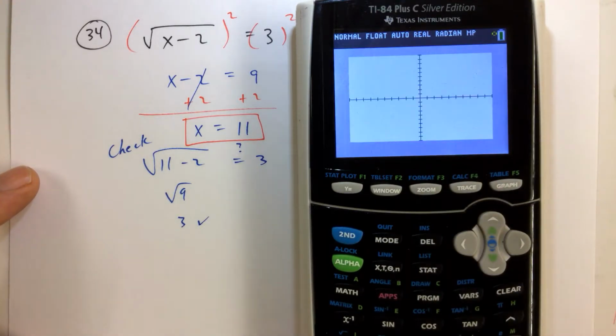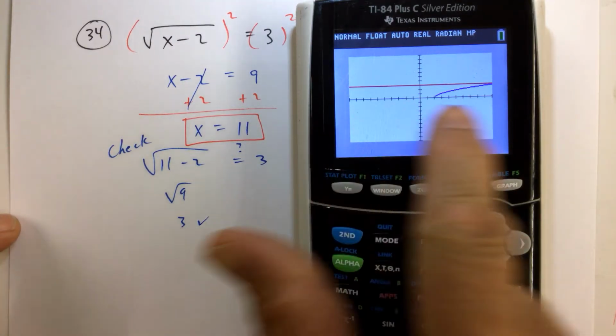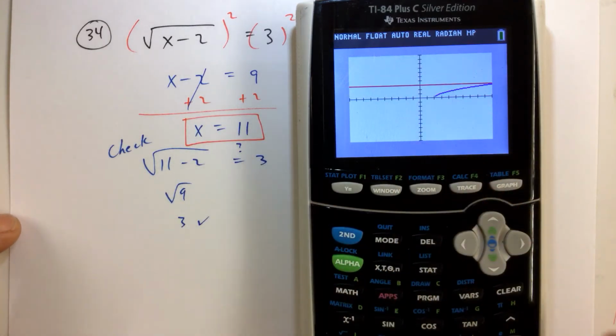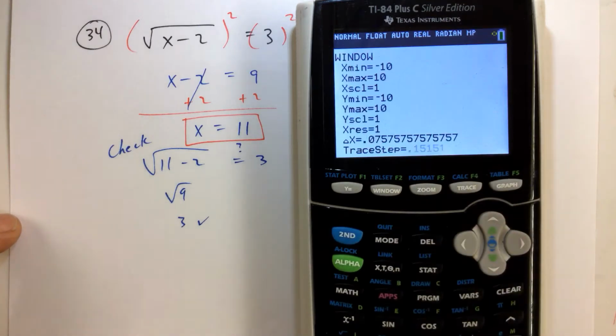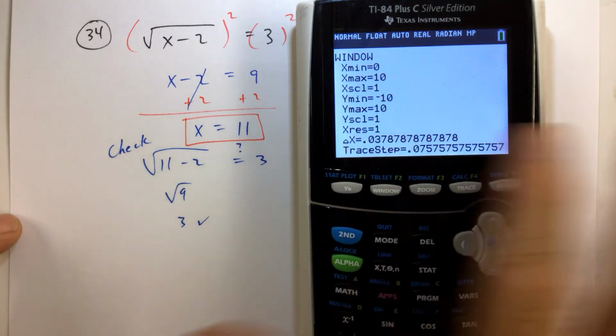And just like always, we want to do zoom 6 for the standard viewing window. Sometimes the standard viewing window shows us the solution, sometimes it doesn't. Standard viewing window, just to remind you, is from -10 to 10 in both directions. If that doesn't do it, you at least get an idea of where the graphs might intersect. And it looks like we need to extend the viewing window in the horizontal direction.